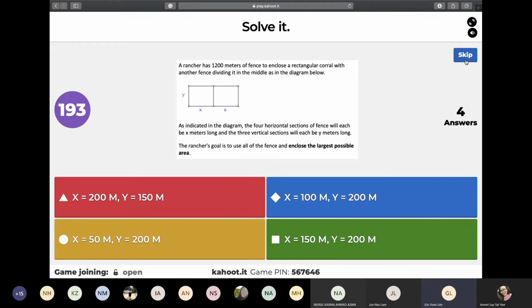There are so many keywords there. Look carefully. So the x meters will be the long side and the y will be the vertical length, the vertical height. The perimeter of the fence, including the middle one, is 1,200 meters.